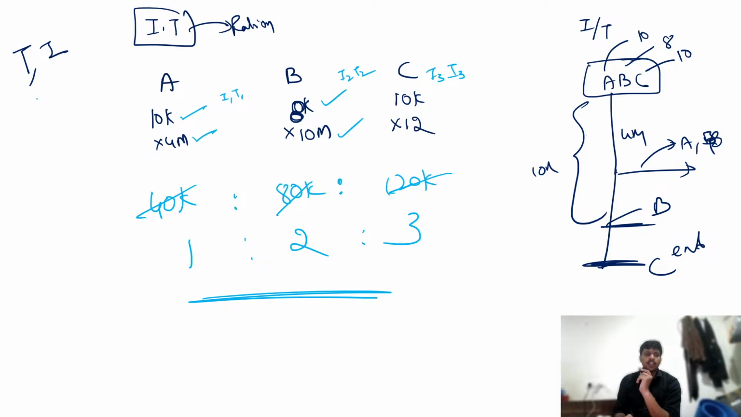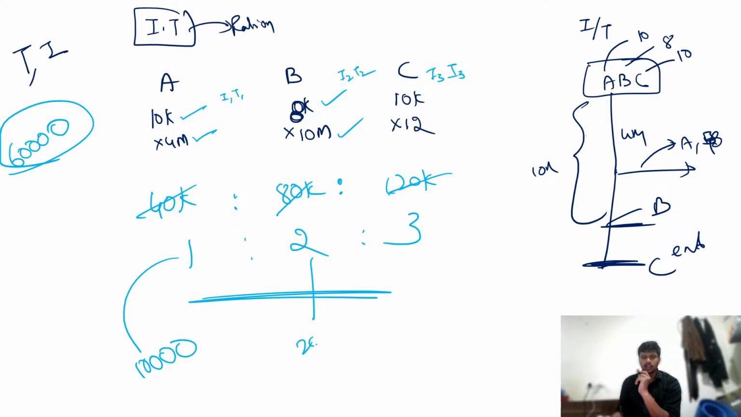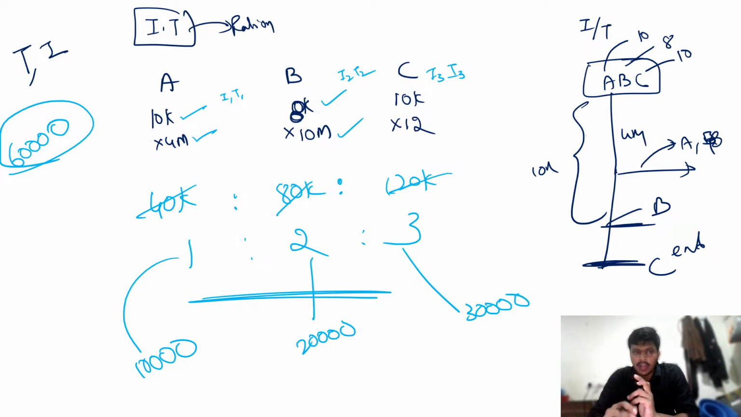That means if you are getting 60,000 profit, in that 60,000 you have to give 10,000 to A, 20,000 to B and 30,000 to C. So remember, whenever you have different investments and different time periods, you have to multiply both of them, then find out your ratio.